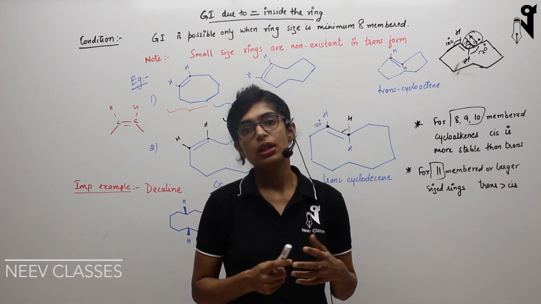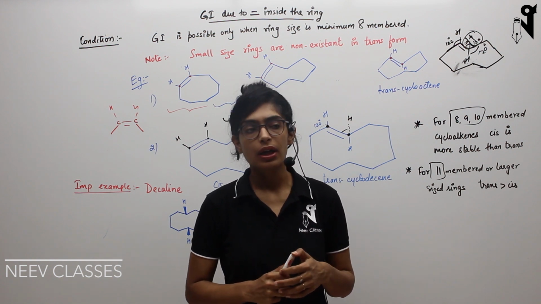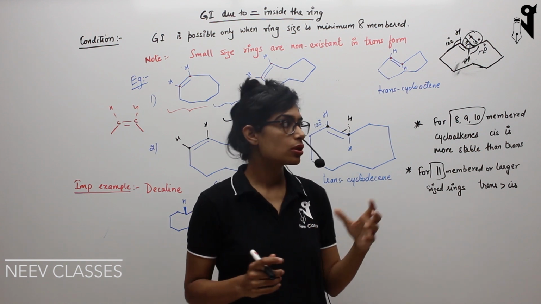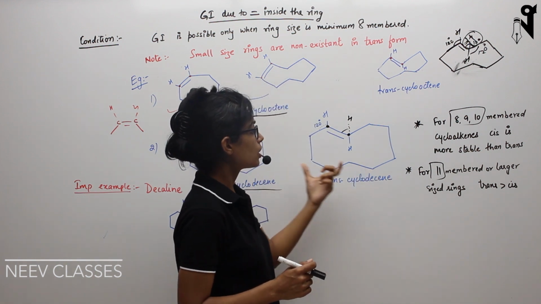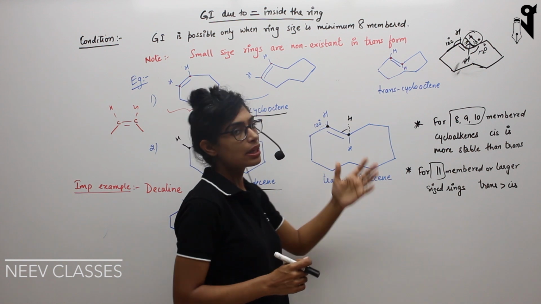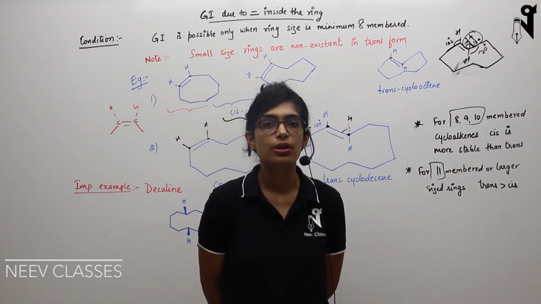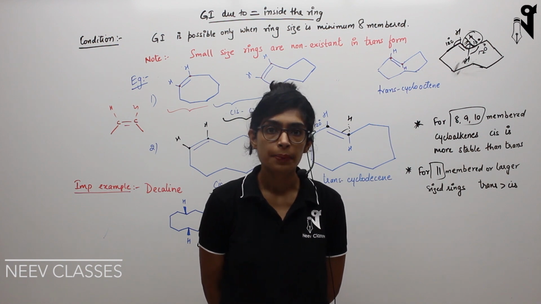In case of cis, the repulsions are more. Okay, how and why, that we can see only by making the structures. The structures of 11 membered and 12 membered chains are not as simple as these. Those are bigger and more twisted kinds of structures, where cis tends to face a little more repulsion than the trans.